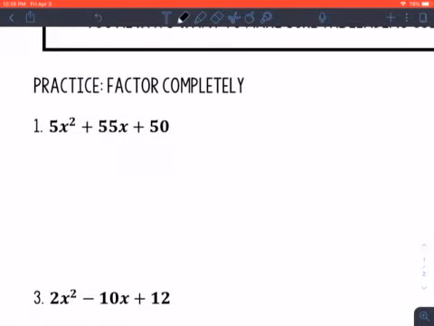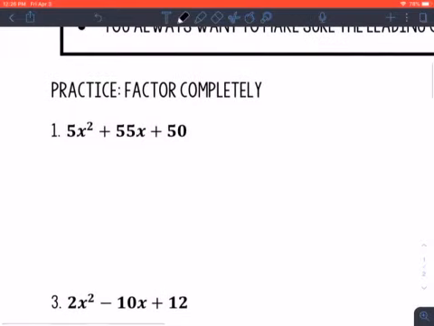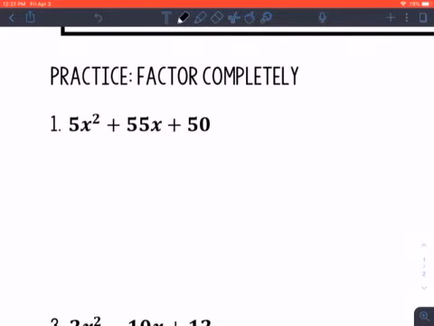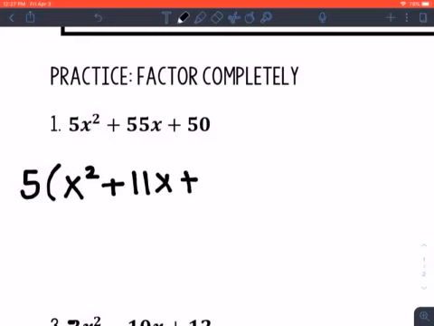So in problem number 1, we see 5x squared plus 55x plus 50. The first thing that we want to do is we want to find the greatest common factor. So between 5, 55, and 50, the greatest common factor is 5. What's remaining, because we divide each of those terms by 5, is going to be 1x squared, or just x squared, plus 11x plus 10.